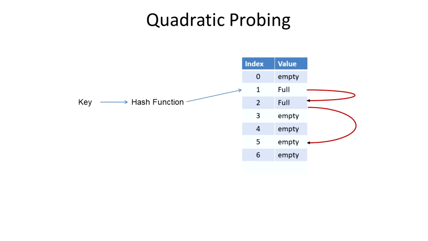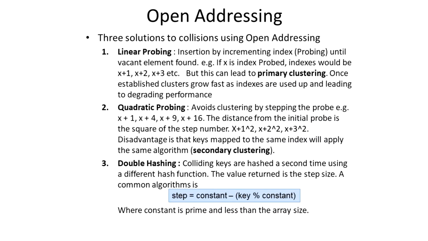Whilst this is an improvement upon the problem of primary clustering from linear probing, quadratic probing actually creates the problem of secondary clustering, because the algorithm being applied, the geometric increase, is predictable. So we actually create clusters of keys, but just with more spaces in between them. Therefore, to avoid both primary and secondary clustering, a third technique was created, called double hashing, which is where keys are hashed a second time using a completely different hash function, where the value returned from this function is a step size.